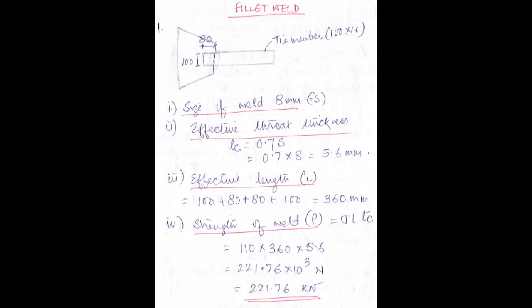The last step is the strength of the weld. Strength of the weld P is equal to sigma L into TC. What is the value of sigma? 110. It is given in the question. So 110 multiplied by L. L is 360. What is TC? TC is 5.6. So if you multiply it, you are getting 221.76 into 10 cube Newton.